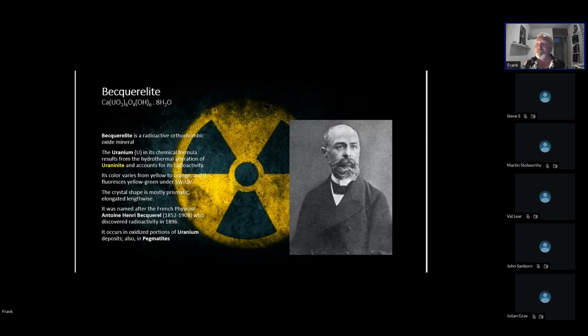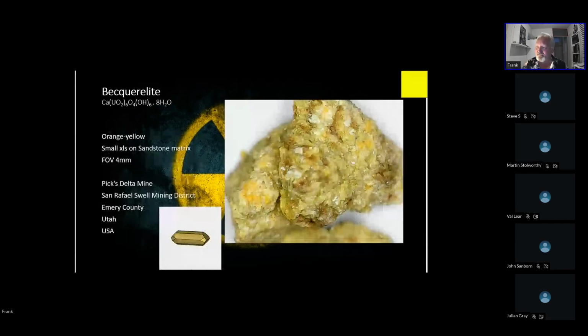The crystal shape is mostly prismatic, but elongated lengthwise. It was named after the French physicist Antoine-Henri Becquerel, who discovered radioactivity in 1896. It occurs in oxidized portions of uranium deposits and also in some pegmatites. My specimen is orange-yellow, and it consists of small crystals on sandstone matrix from the Pinch Delta mine in Utah, USA.